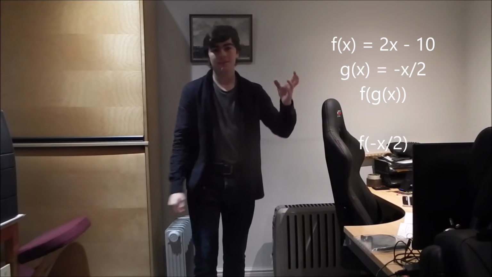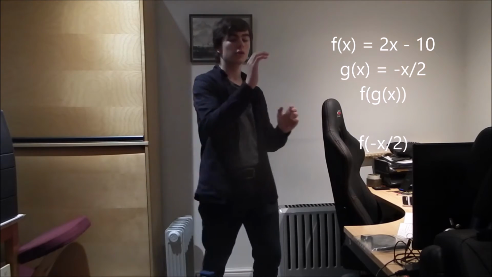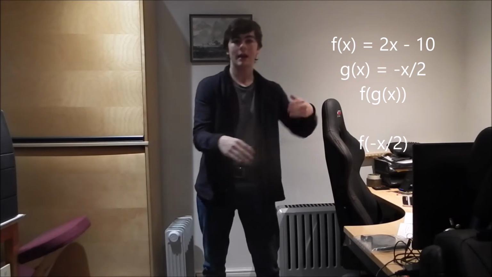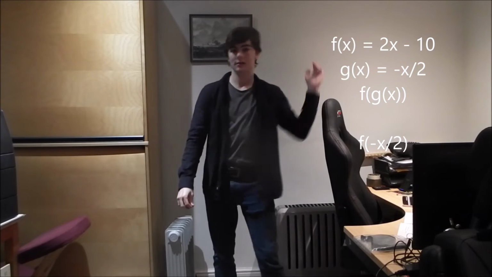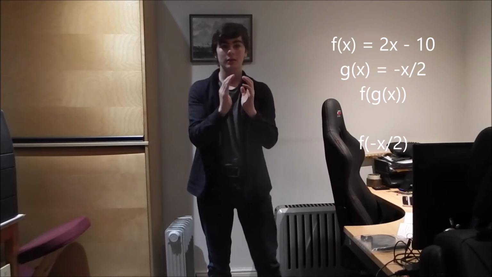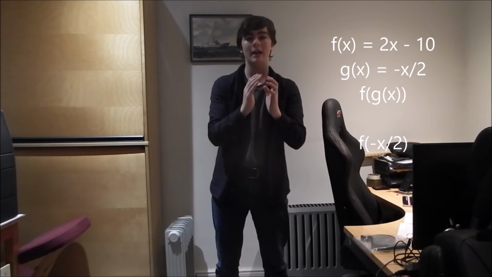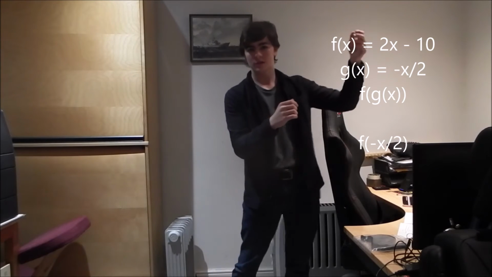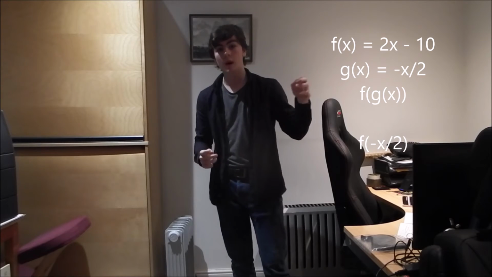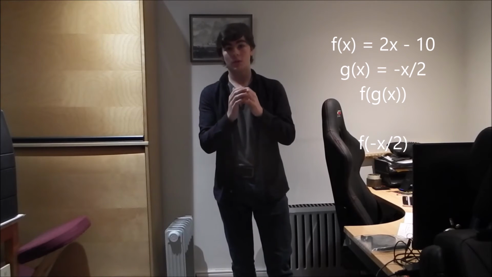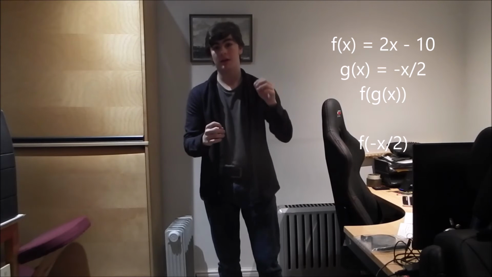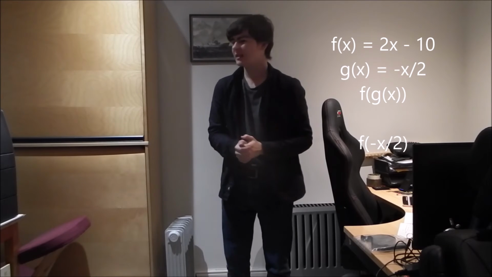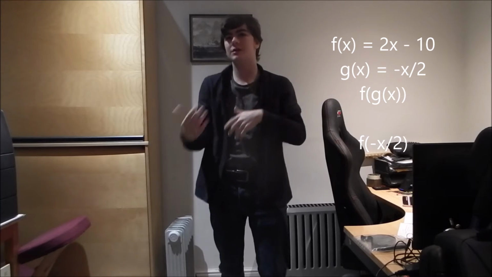You then end up with f bracket minus x over 2 close bracket. Now that minus x over 2 refers to the g of x, and f refers to the other equation. So with that bracket of g of x, we put that into f of x's equation, the equation with f of x. Since that equation was 2x minus 10, we put g of x, which was minus x over 2, where the x was.